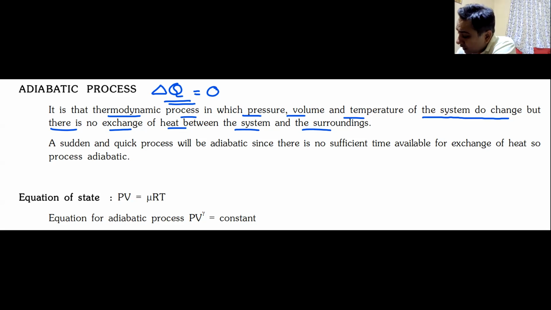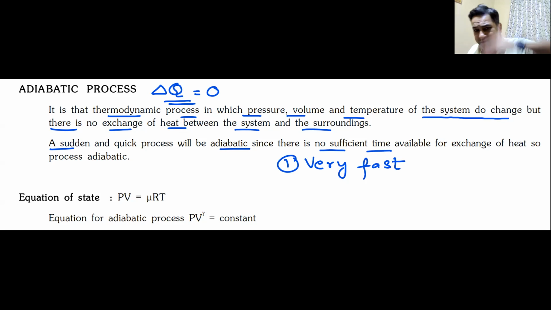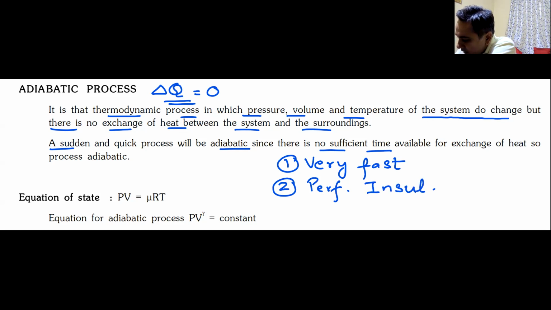For this to happen, two conditions should be met. The process must be very fast. If the process is very fast, there is no time available for heat exchange to take place. So for an adiabatic process to happen, the process must be extremely fast. Point number 2, it must take place in a perfectly insulating body. These are the two conditions that are required to make a perfect adiabatic process.